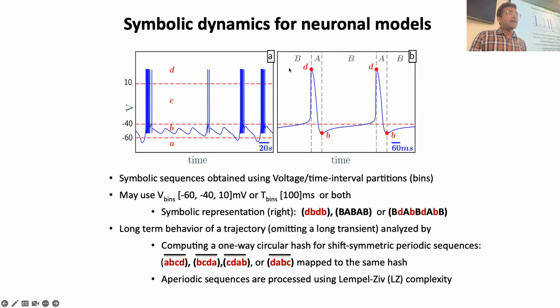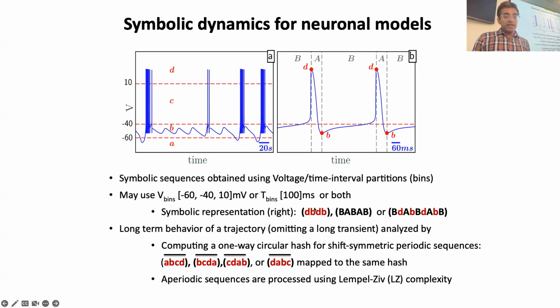Or you could use a partition in time intervals. Let's say we have a 100 millisecond partition. So any gap, any interval that's less than 100 milliseconds is given the symbol A. Any gap that's greater than 100 milliseconds is given the symbol B. And using this kind of symbolic representation, we are basically converting this voltage trajectory into a sequence of symbols.